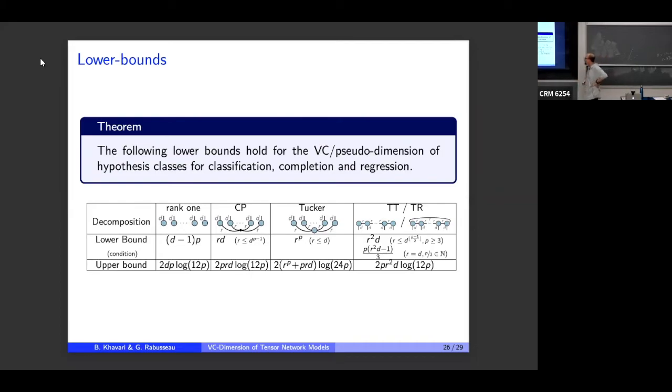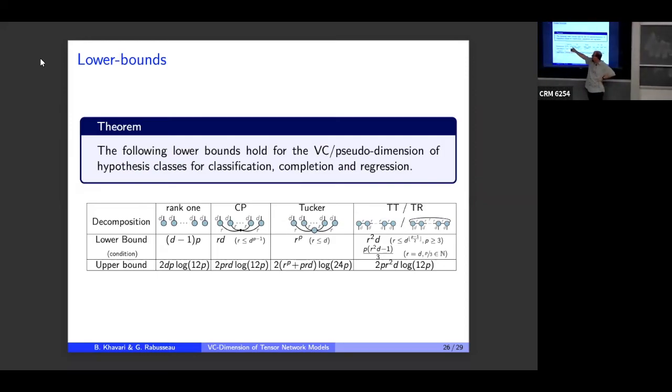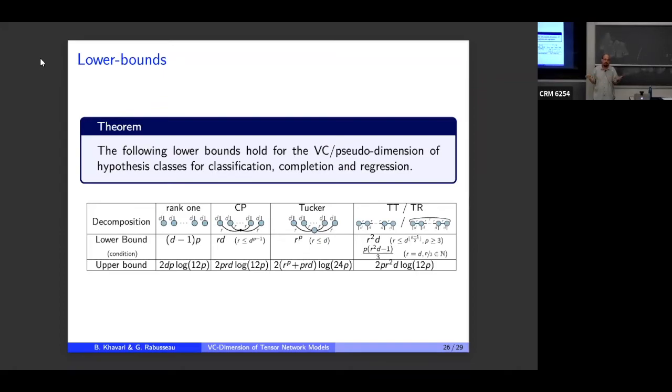So for example, for rank 1 tensors, I consider the model of linear classifier with rank 1 tensors, then my lower bound is tight up to the logarithmic factor, right? So my lower bound is that the VC dimension is lower bounded by (d minus 1) times p. My upper bound is 2dp log of 12p. So ignoring the log term, I'm tight. Basically, we've shown that this upper bound is tight. We cannot do better, at least with respect to the log term. Right? So this is the rank 1 case here.